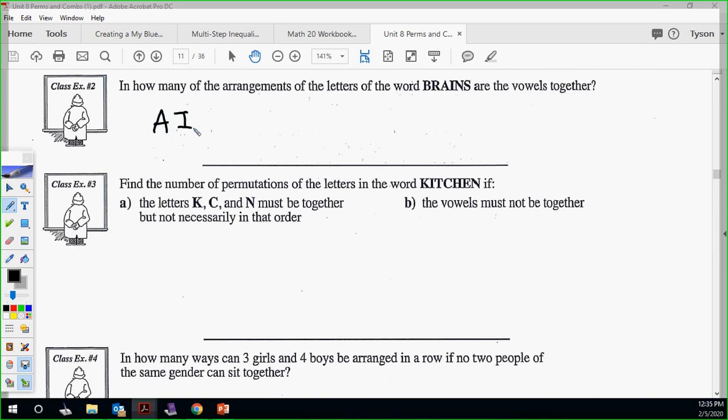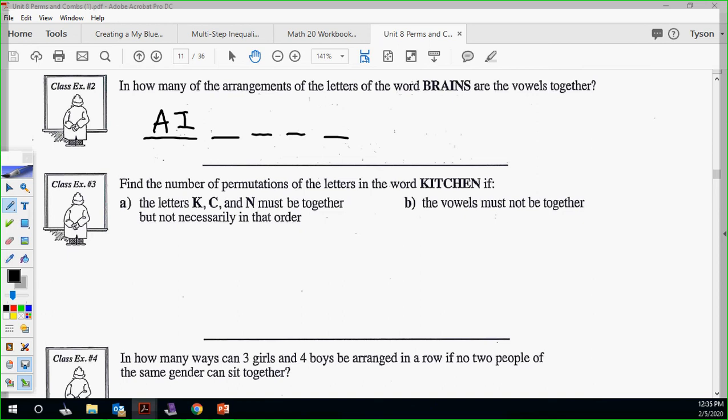So I'm going to group them together on a space that can move. That means we have 1, let's see, we got 6. So we should have 5 spaces left, right? 1, 2, 3, 4, 5, 6. Or did I get one too many? Let's see here. Hold on. B, R, B, R, N. Yeah, I have one too many. There we go. Okay, so we have 5 spaces with the AI being together.